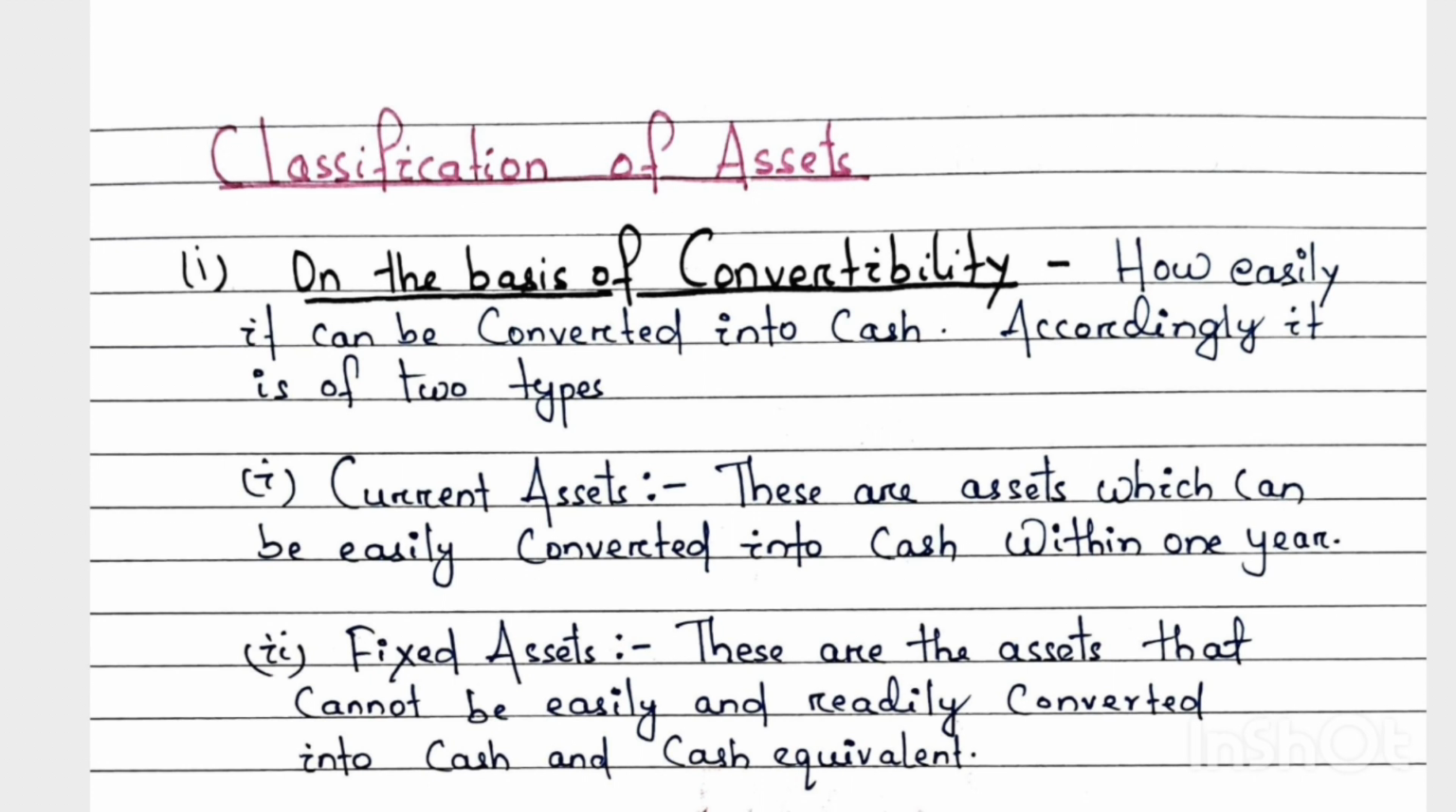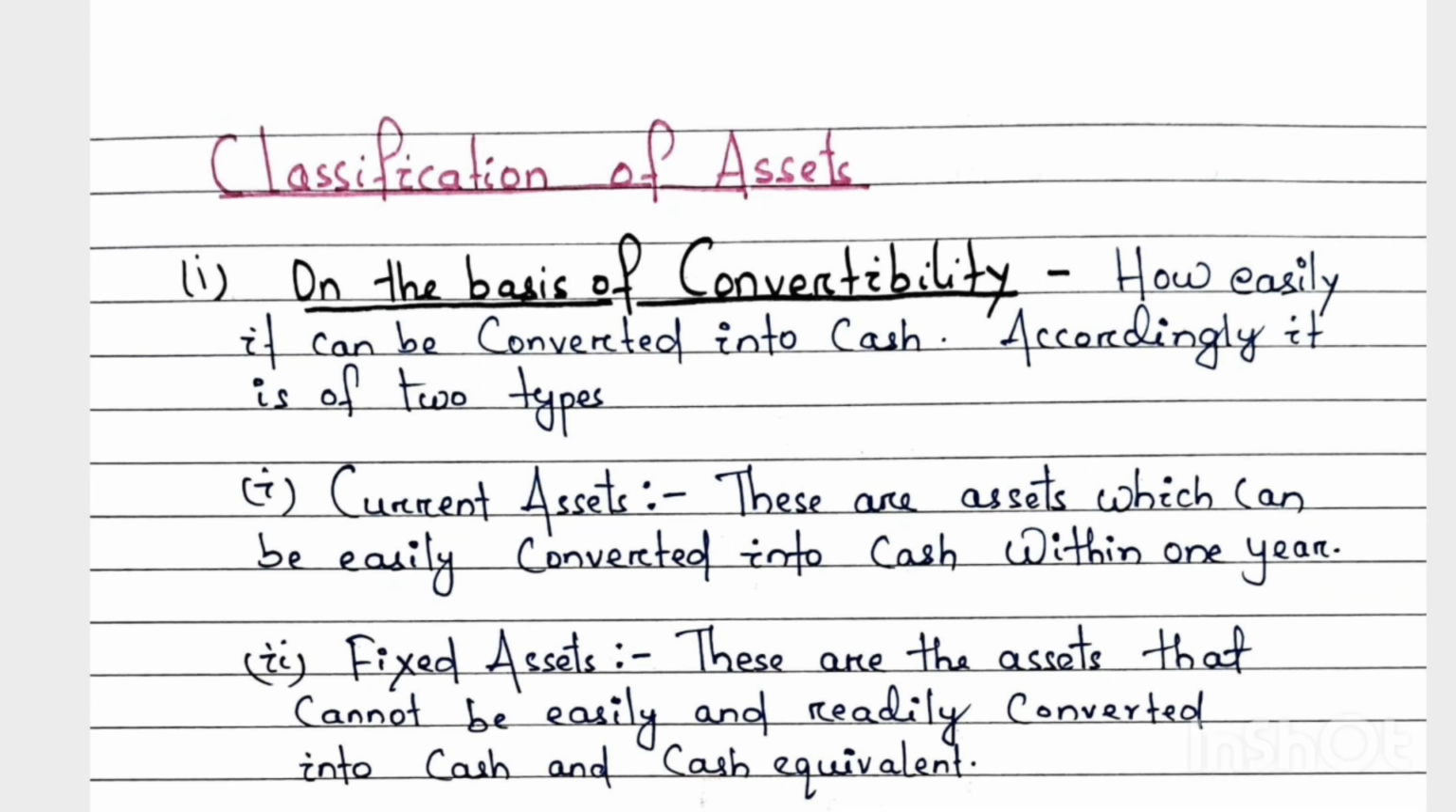Now what are fixed assets? These are the assets that cannot be easily and readily converted into cash and cash equivalents within 1 year. It means they take more than 1 year to get converted into cash and cash equivalents, like treasury bills, commercial paper or marketable securities. Okay, they take some period of time to get converted into cash, but they are similar to cash. Now for example, machinery, furniture, plant and building. Okay, so these are some fixed assets.